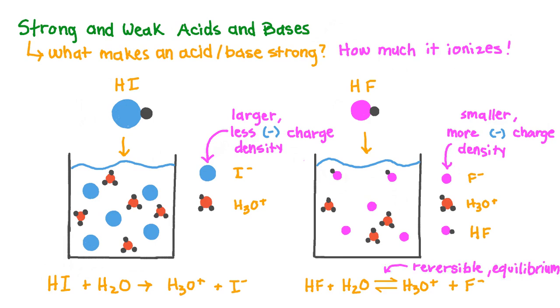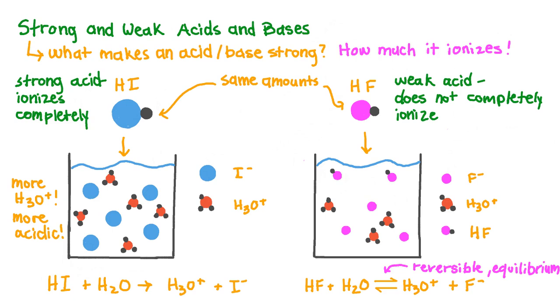When the reaction can go in the reverse direction like this, we can indicate that with two half arrows. When this happens, the two reactions will eventually establish an equilibrium between the forward and reverse reactions, but that's the subject for another video. The overall result of this is that if we put the same amounts of HI and HF molecules in a solution, the solution containing HI will end up with more H3O+ ions than the solution of HF, because the HI solution ionized completely, and the HF solution still has some HF molecules hanging around. So we call HI a strong acid and HF a weak acid. So put simply, strong acids and bases will ionize completely in water, while weak acids and bases do not.